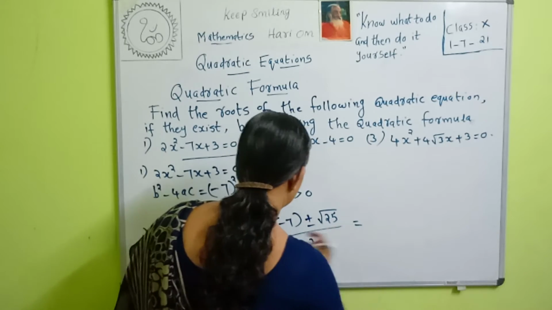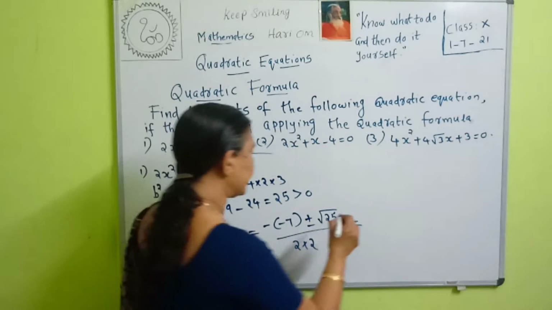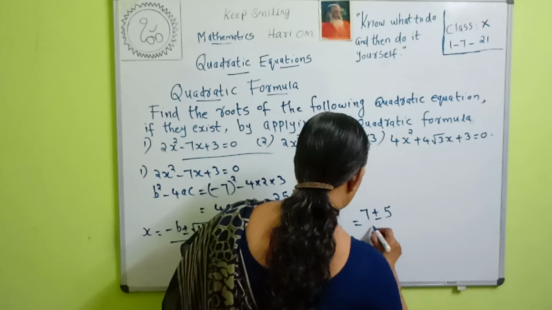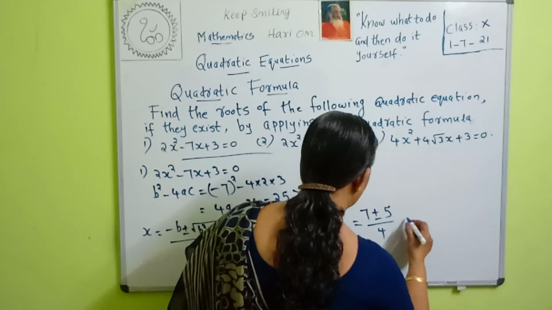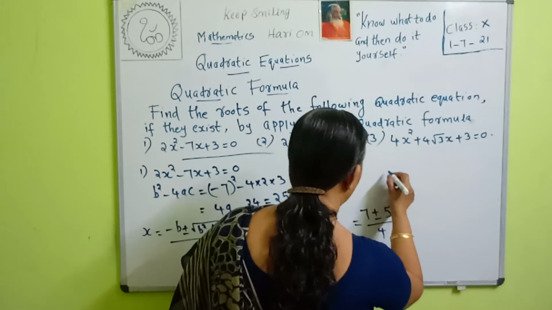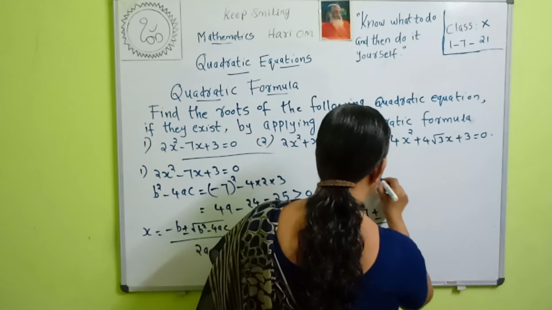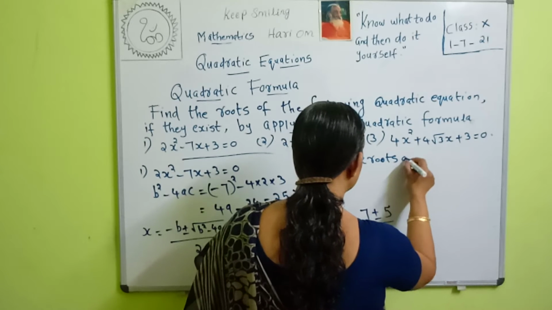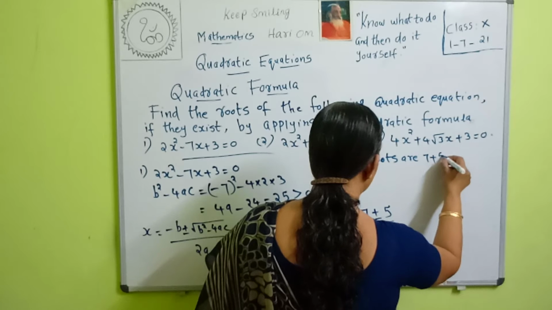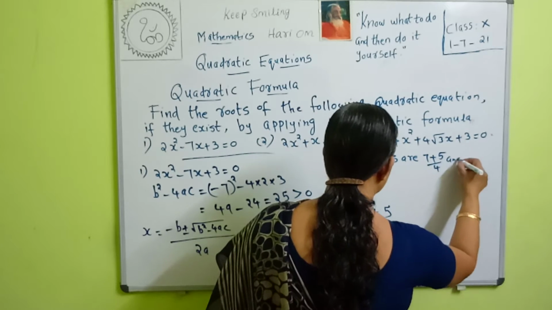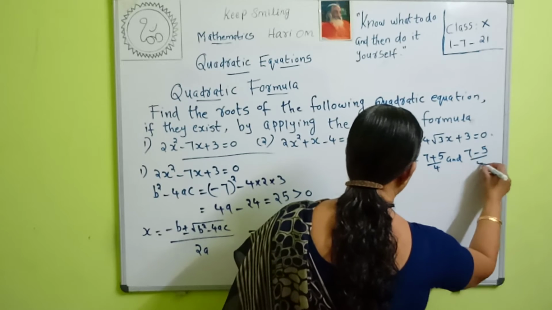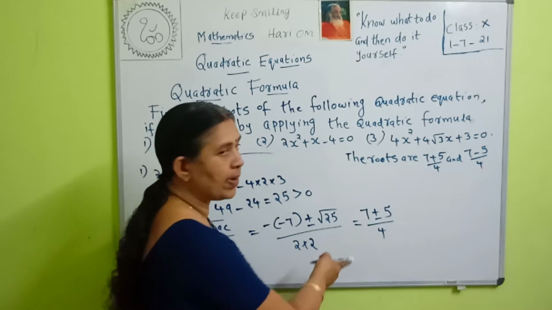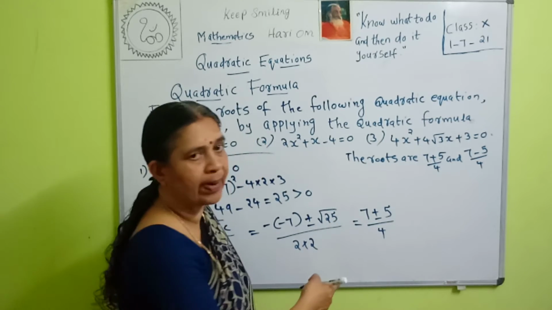What is minus b? Minus of minus 7 is plus 7. That is 7 plus or minus root 25, and root 25 is equal to 5, by 4. So the roots are 7 plus 5 by 4 and 7 minus 5 by 4. That is, the equation has two roots: 7 plus 5 by 4 and 7 minus 5 by 4.